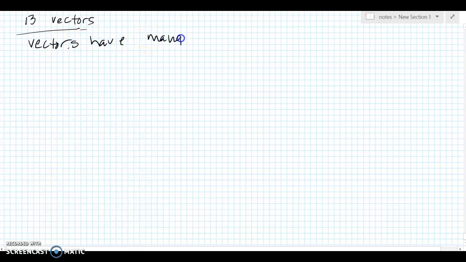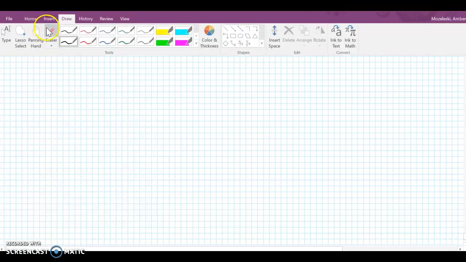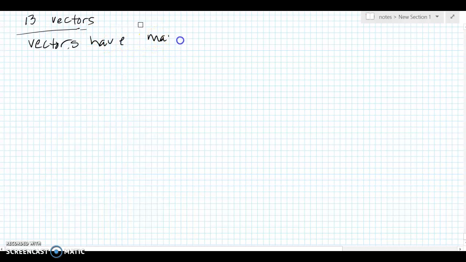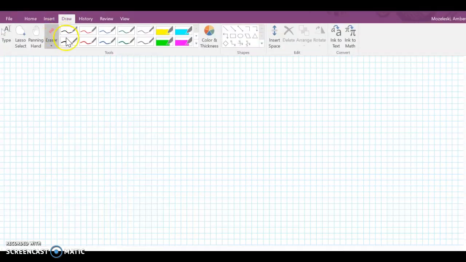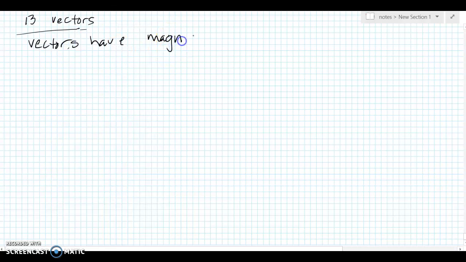Okay, so now we've got 13, which is just a little bit different. So 13 is vectors. Vectors have a magnitude. Good grief. I didn't think I could spell. There we go. Magnitude and direction.